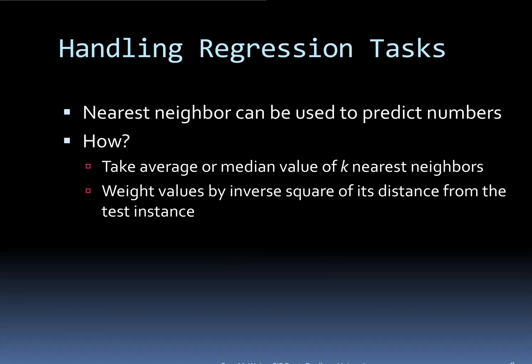Nearest neighbor can be effectively used for regression tasks, where the goal is to predict numerical values. To do this, you can take the average or median value of the k nearest neighbors. This approach helps smooth out noise and provides a robust prediction based on local data points. Additionally, you can weight these values by the inverse square of their distance from the test instance. This gives more influence to closer neighbors, improving the accuracy of the prediction by emphasizing the most relevant data points. This method leverages proximity to make precise numerical predictions.